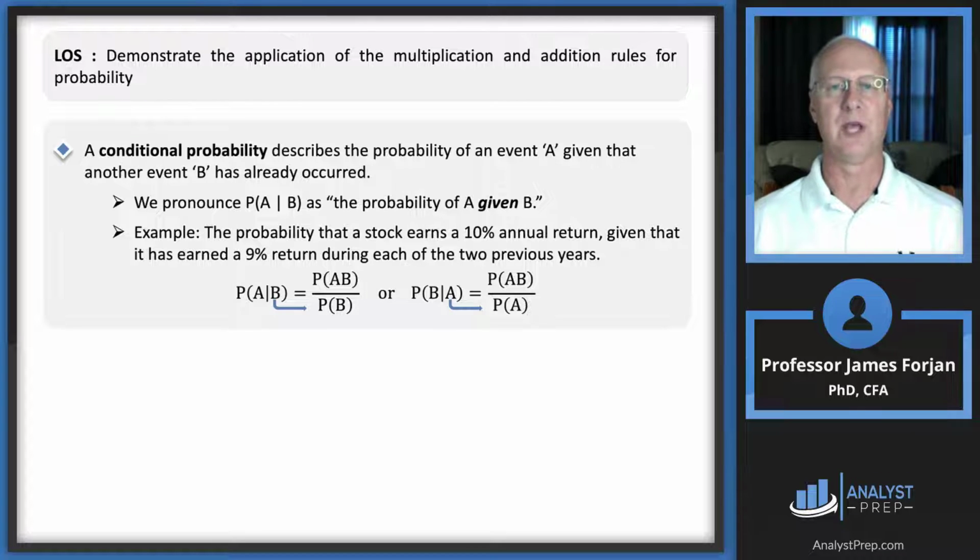So here's some notation. We have P(A|B). We read that as the probability of A given B, conditional on B. So the probability that a stock earns a 10% annual return, given that it has earned 9% in each of the 2 previous years, we can use that equation right there to get that probability.